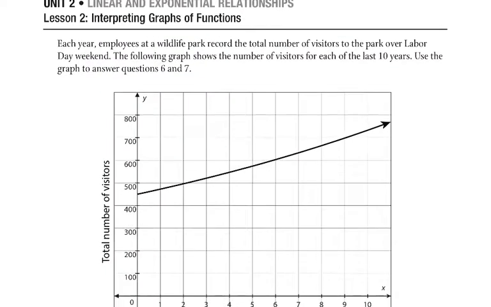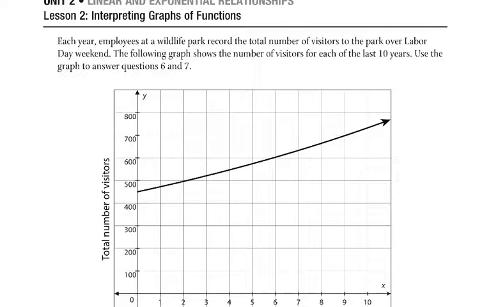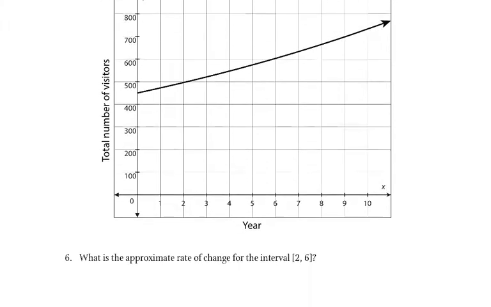Alright, now let's take a look. Now this one we can see that it's curved slightly, so we've got an exponential here. Each year, employees at a wildlife park record the total number of visitors to the park over Labor Day weekend. The following graph shows the number of visitors for each of the last 10 years. Use the graph to answer questions 6 and 7.